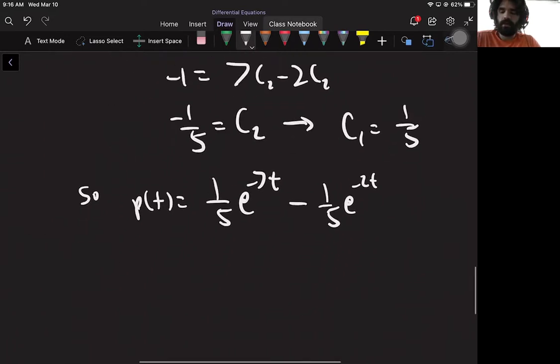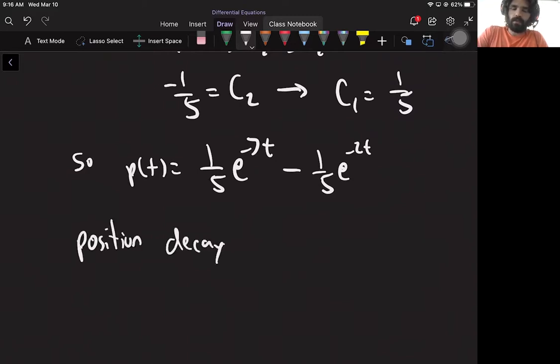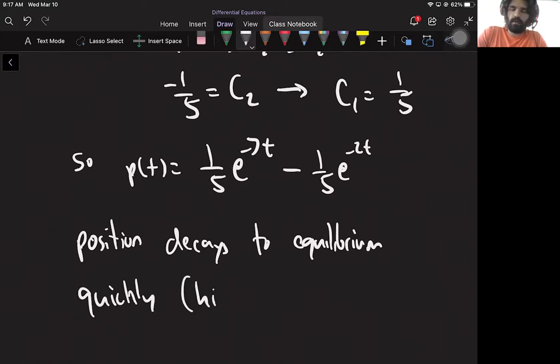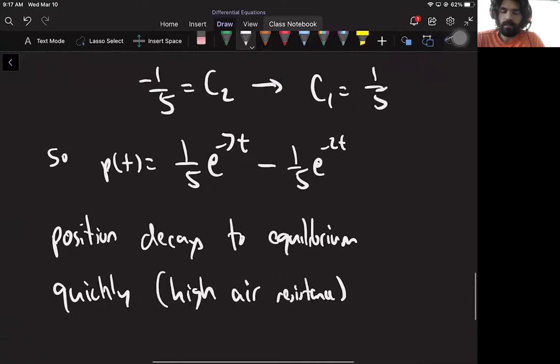One thing you should do is try to analyze this and see if it intuitively makes sense for the setup. So what's going on is that the position decays to equilibrium very quickly. That's because there's a high amount of air resistance. It could be some other type of resistance, but I'm just going to keep using air, but it could be something else causing this resistance, like it's in water or something. But there's very high air resistance, and so the spring should very quickly go towards equilibrium.